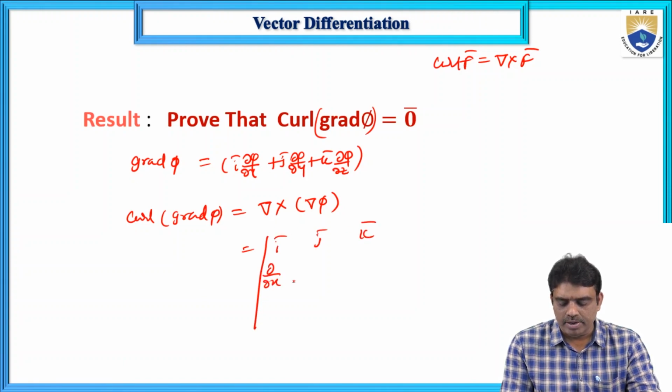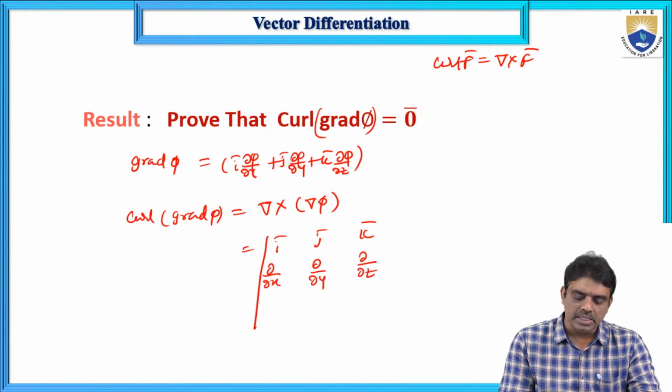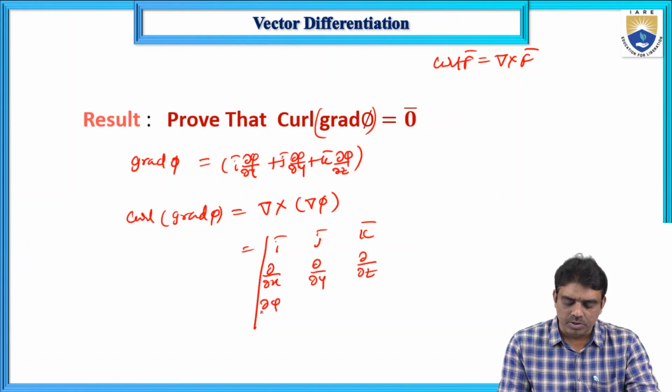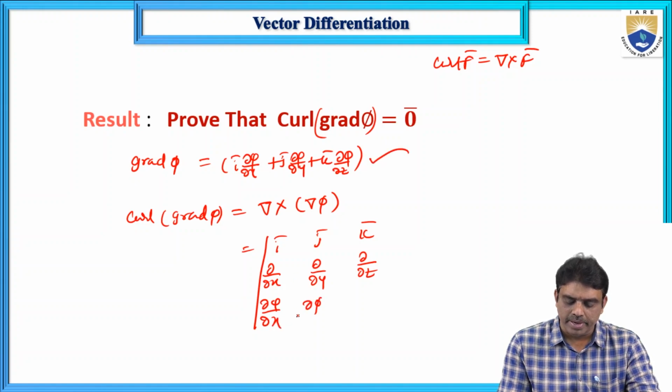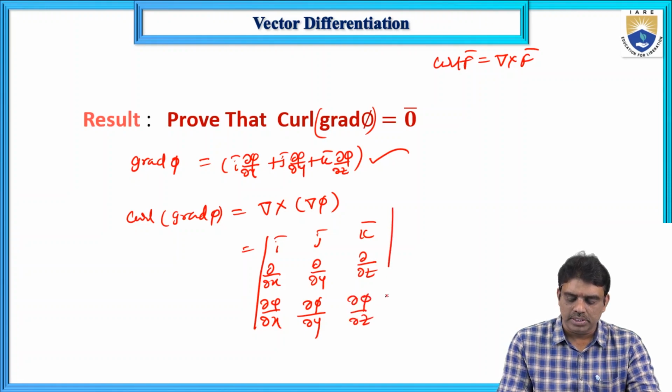Del means ∂/∂x, ∂/∂y, ∂/∂z. And what is grad phi? i bar coefficient ∂φ/∂x, j bar coefficient ∂φ/∂y, and k bar coefficient ∂φ/∂z.